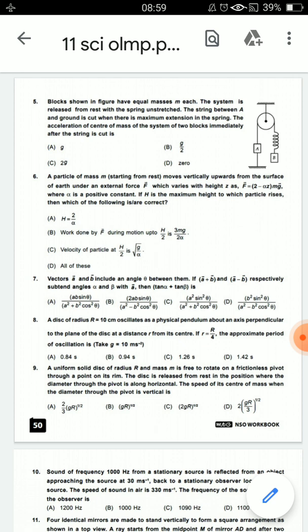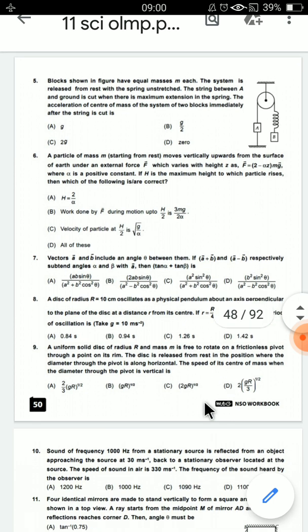A particle of mass m starts from rest and is moved vertically upward from the earth under the external force F, and the particle rises to the maximum height h, where all the options are actually correct. So option D, all of these, will be the answer. Question number 6 is done.